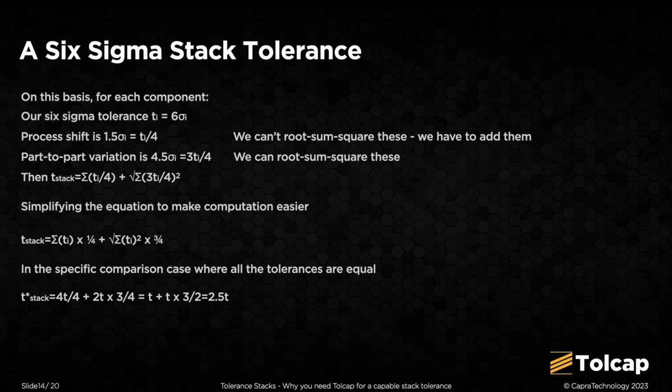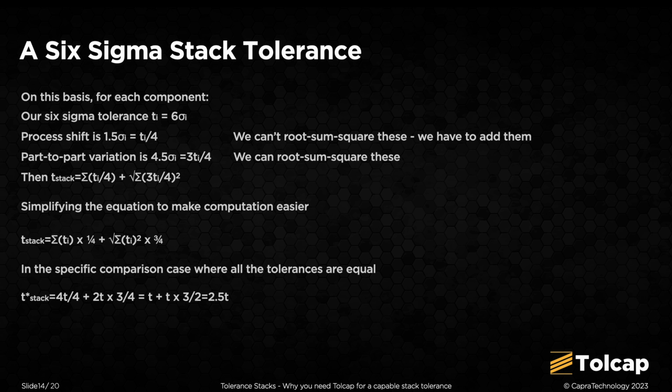For each component tolerance obtained on this basis, we assume we have a 6 sigma tolerance so that the tolerance equals 6 sigma, but that's made up of two elements. The process shift, 1.5 sigma, is a quarter of the tolerance, and the part-to-part variation element is 4.5 sigma, which is 3/4 of the tolerance. We can't root sum square the process shift elements, we have to add them, but we can root sum square the part-to-part variation element. So the tolerance stack comes down to sum of the tolerances times a quarter plus 3/4 of the root sum square of the tolerances.